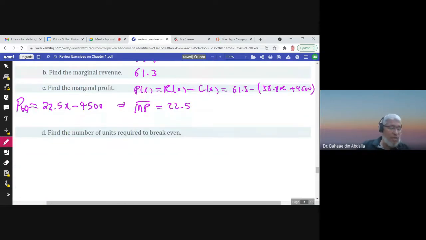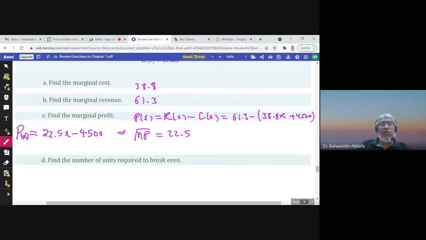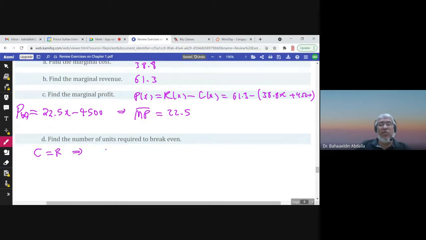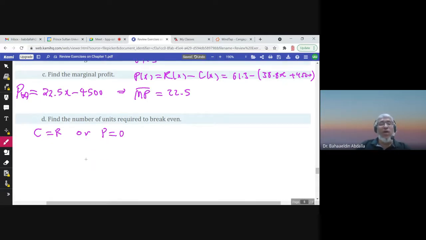Now the last part of question 70, find the number of units required to break even. So to break even, the cost should be equal to the revenue. Or since I have the profit function here, I can also find the break even if I find the zero of the profit. So I put the profit equals to 0.